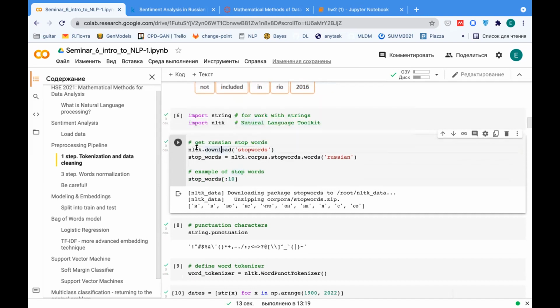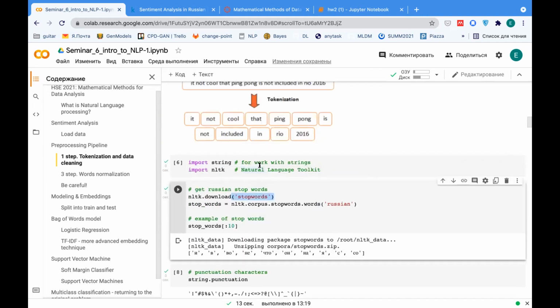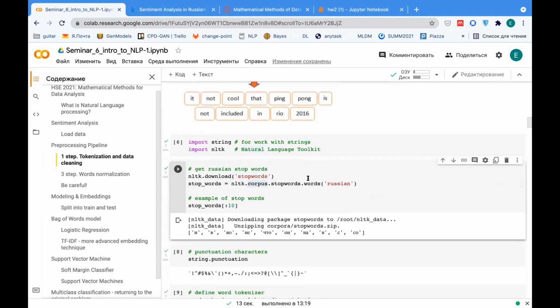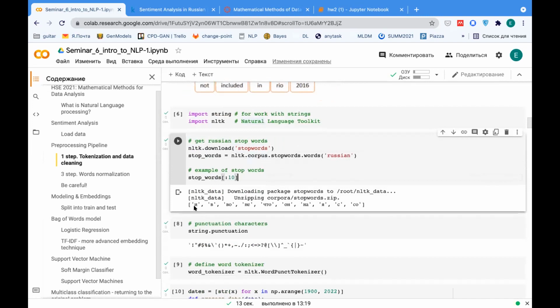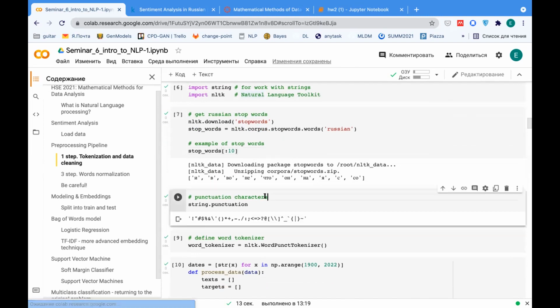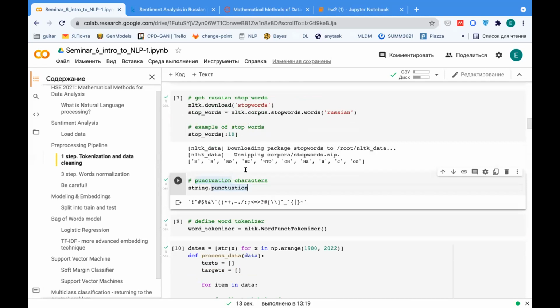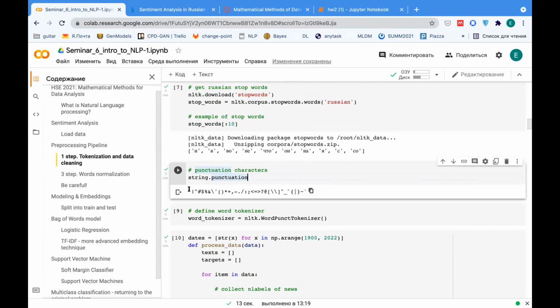So let's download stop words, like the most popular words in this language. As we work with Russian, we will use Russian stop words, and we can see them here. So there are some stop words. Also, we need to remove our punctuation. So let's see what punctuation is here. So there are some characters here.